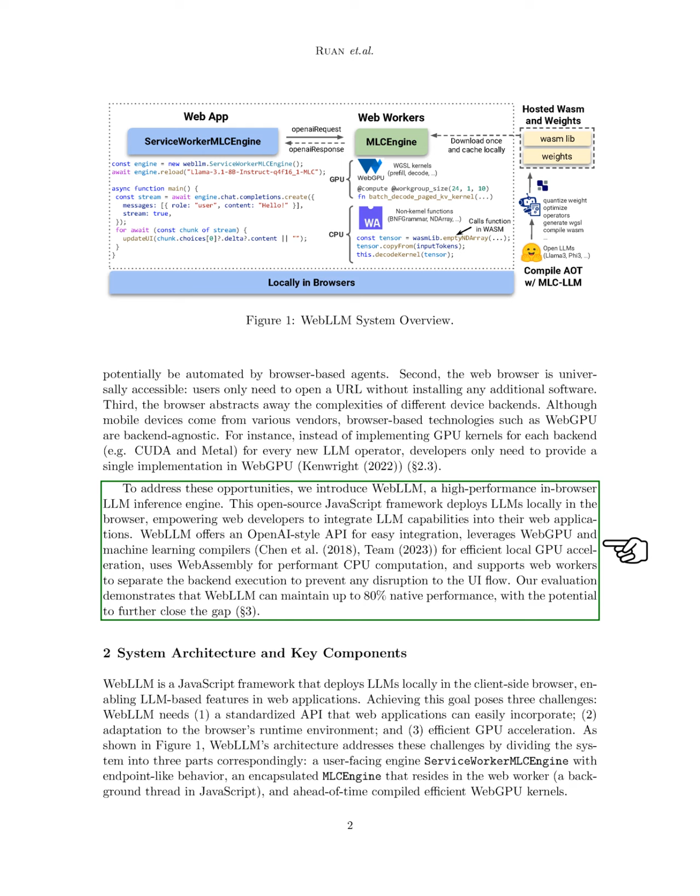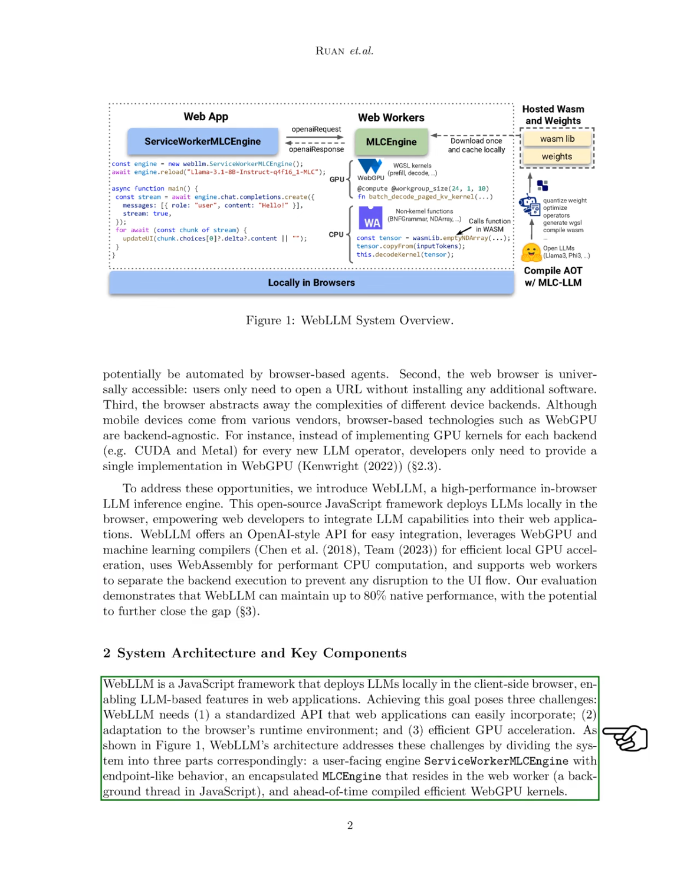Our evaluation shows that WebLLM can achieve up to 80% of native performance, with potential for further improvement. WebLLM is structured to address 3 main challenges: creating a standardized API for easy integration, adapting to the browser's runtime environment, and ensuring efficient GPU acceleration. Its architecture consists of 3 components: a user-facing engine called Service Worker MLC engine, an encapsulated MLC engine in a web worker, and pre-compiled efficient WebGPU kernels.